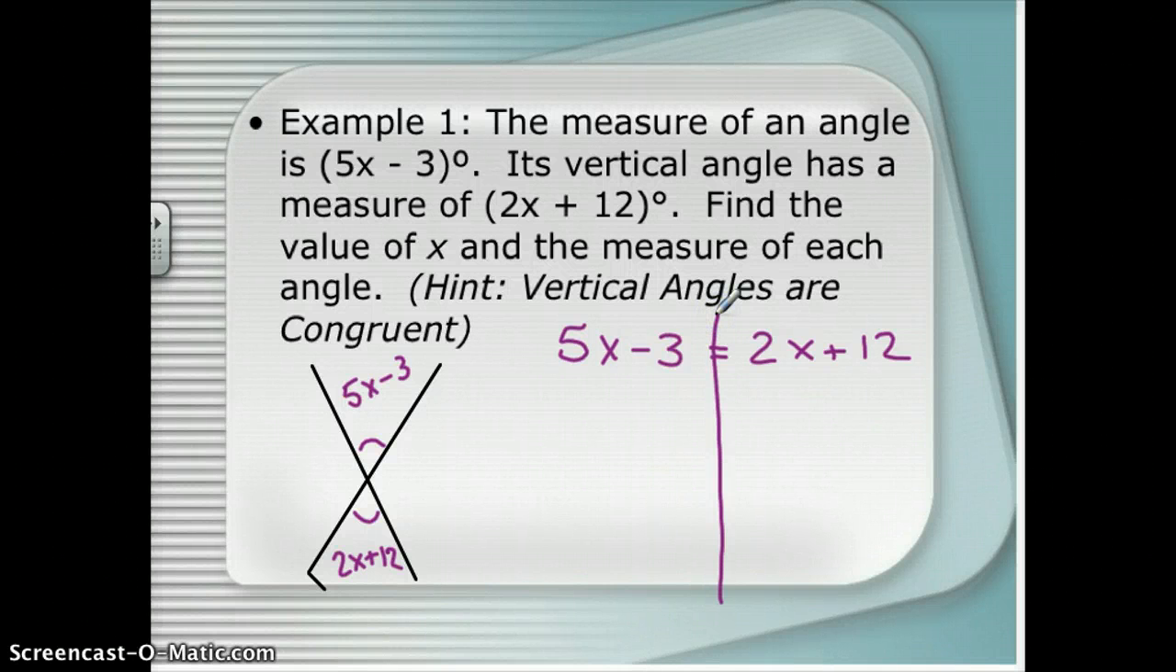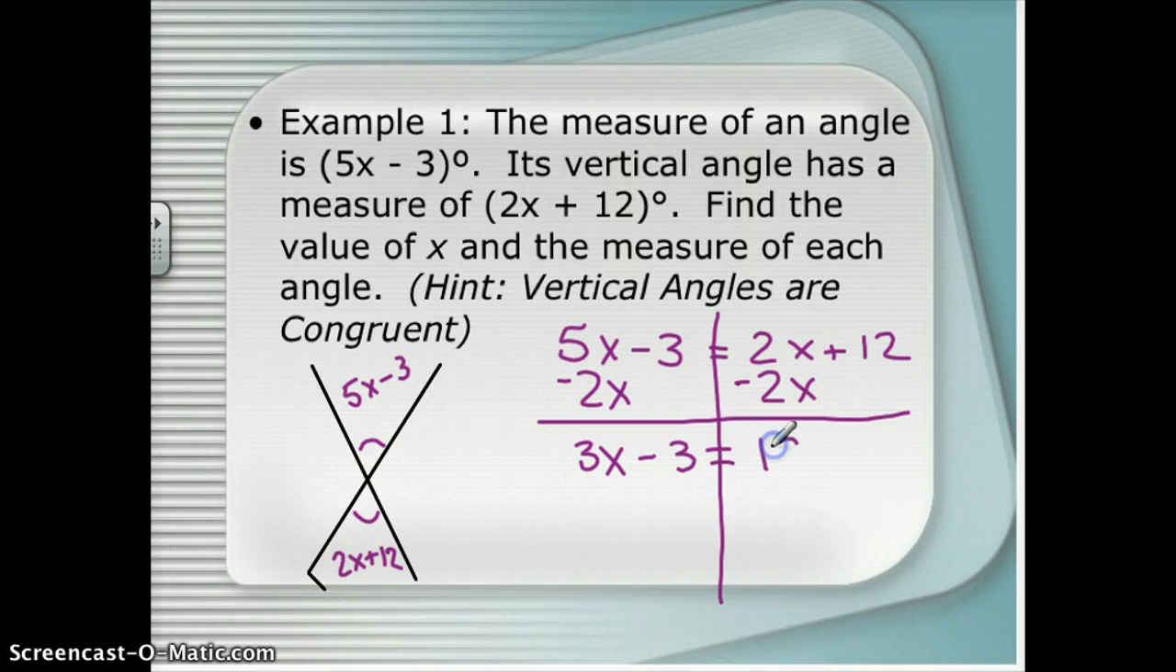So I like to try to get all my variables to one side first, so I try to eliminate them from one side. This time I'm going to try to eliminate the 2x from the right side. I'm going to do that by taking away 2x from both sides. It's important to include your x there. On the left side we have 5x minus 2x minus 3, so I can combine my like terms. 5x minus 2x is 3x. I still have that minus 3 there. On the right, 2x minus 2x cancels out, and I just have 12.